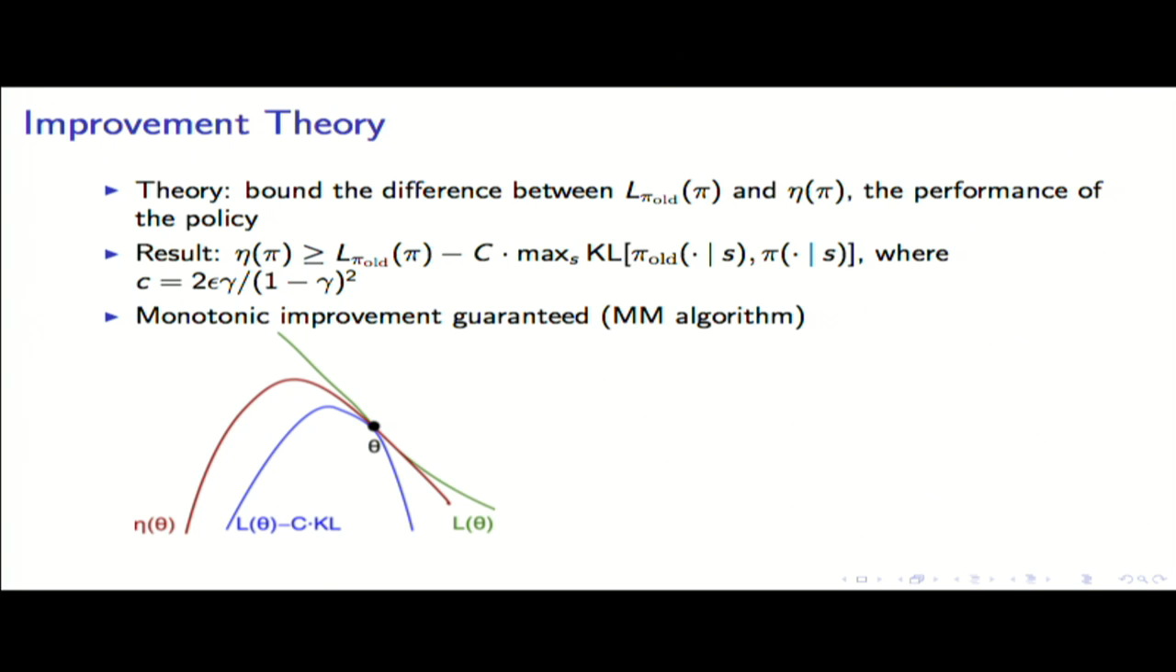It's always lower than eta. So the improvement to eta is at least as good as the improvement to our approximation. If we make this much improvement to our approximation, then we're going to make at least that much improvement to eta. This is the general idea behind a minorization maximization algorithm, sometimes called majorization minimization. The EM algorithm is also in this class. You make an approximation to your log likelihood, and then you make a lower bound to it, and you maximize that lower bound. We're doing the same kind of thing here.